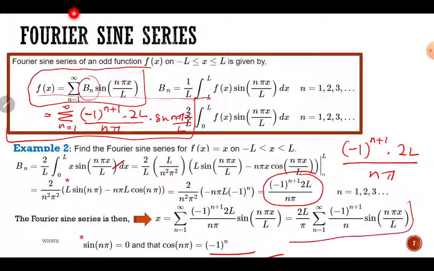Tengok. Ni adalah jawapannya. Because 2L over pi ni is constant. Dia tak rely on n. Yang mana rely dengan n, kita masukkan di dalam summation. Yang tak ada kaitan dengan n, kita boleh bawa keluar. So that's why 2L over pi ni dalam jawapan ni dia dikeluarkan. Because it doesn't depend on the summation of n here. Tapi kalau you nak biarkan kat dalam tu pun tak ada masalah. Okay, so here kita dah boleh dapatkan Fourier sine series.